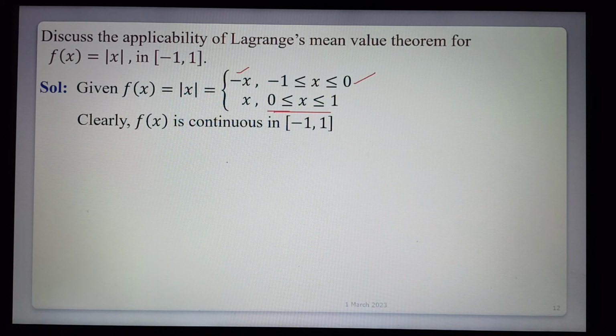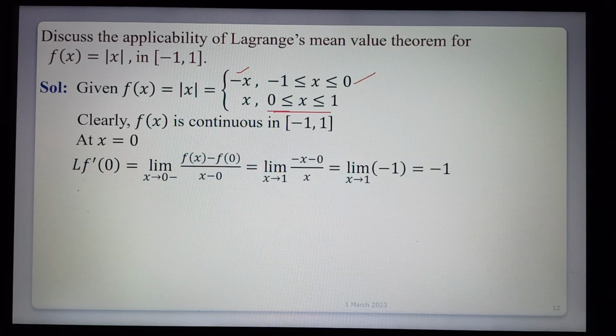Now finding the left hand derivative and right hand derivative. The left hand derivative L f dash of 0 is equal to limit x tends to 0 minus f of x minus f of 0 by x minus 0. And x less than 0, f of x is minus x. That is minus x minus 0 by x, that is equal to minus x by x, cancel, minus 1. That is the left hand derivative, minus 1.